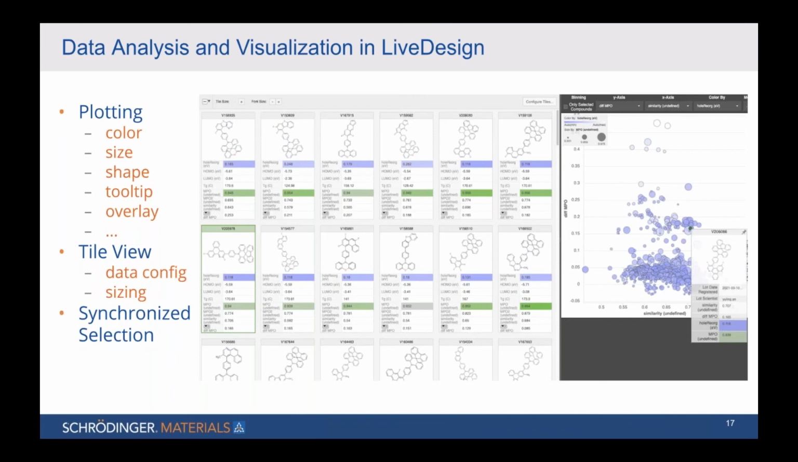It becomes very tedious to scroll back and forth. But in LiveDesign, we also have a different way, more customized views for the user to pick exactly which property to show, using the plotting tools that can incorporate color and size and even shape, and synced with selection, so when you look at the data point, you know exactly the property and the structure of the compound you're looking at.